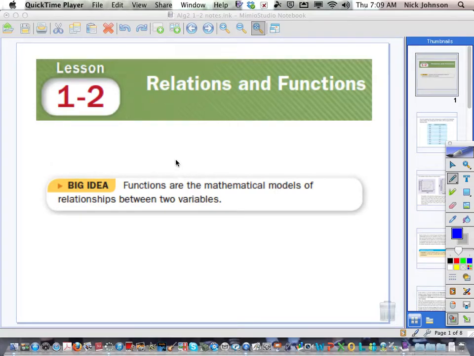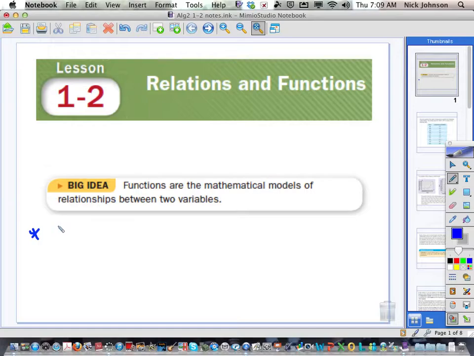Good day, everybody. Today we're going to talk about Lesson 1-2, Relations and Functions. Functions are the mathematical models of relationships between two variables. And you're going to hear me say this a lot, so you're going to want to write this down.